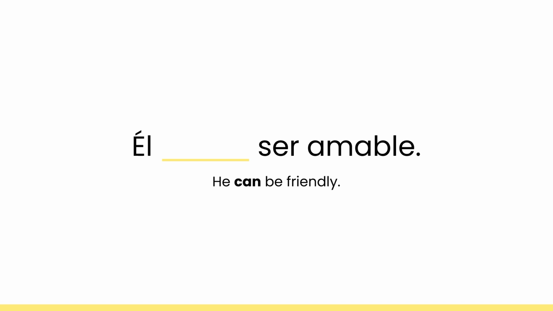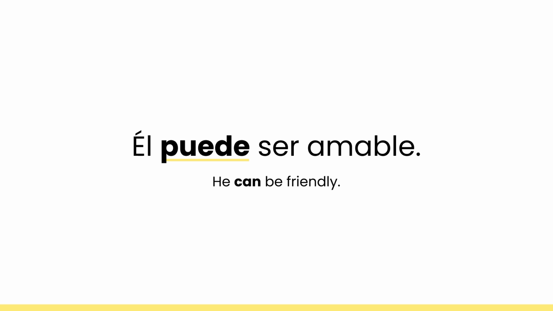And as we saw before, we already saw the verb ser before, which meant to be in English. We saw that we had two different verbs, ser and estar. And here we are using ser because amable, to be friendly, is a characteristic. So we use the verb ser. And of course this becomes él puede ser amable. He can be friendly.